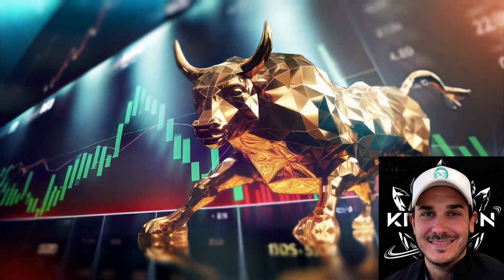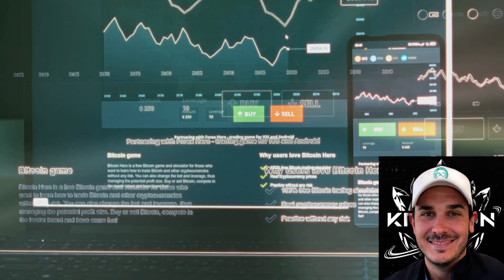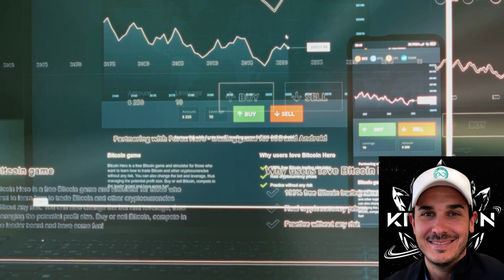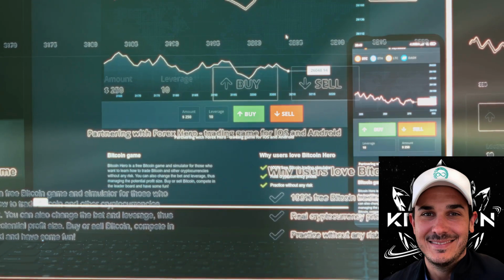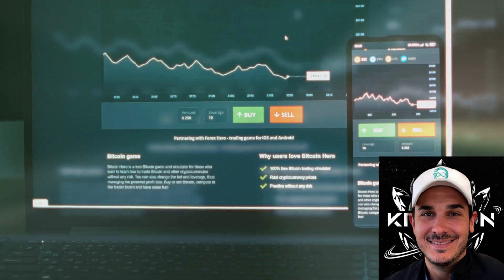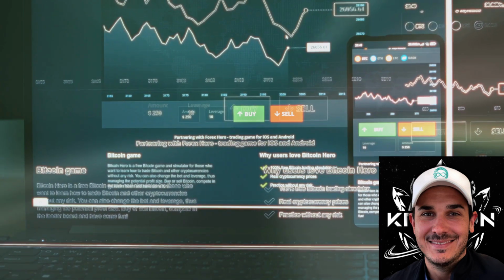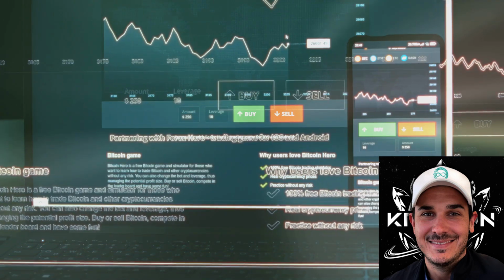Obsession with price instead of product. If all the updates are about price or pumps and listings, but never about features or users, that's a speculation-driven project, not a utility-focused one. Paywalls to basic features. If you need the token just to use basic parts of the platform, it might be a forced sink. Utility should enhance the experience, not gatekeep it.